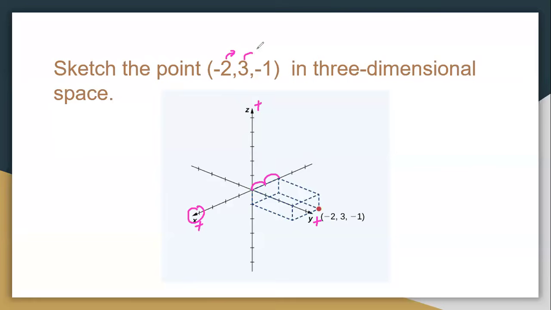When they tell us Y, this is Y. So Y means we move 3 steps. When I reach here, I move 1, 2, 3. And when they tell us -1, it means I'll move 1 step downwards.